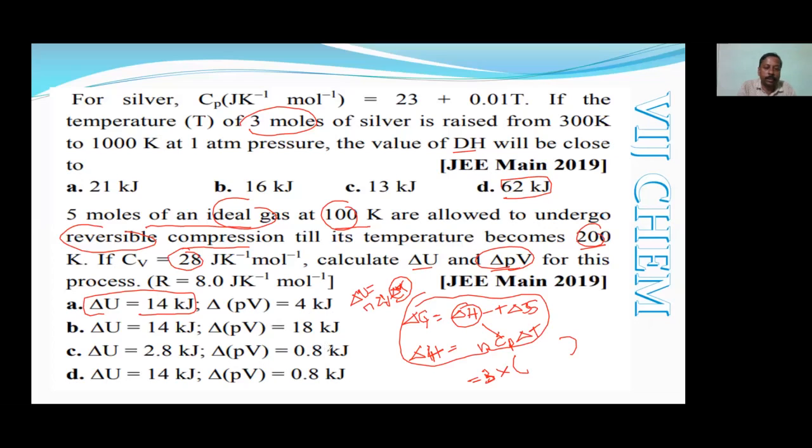Delta PV is simply a delta H value only. What is that? Delta H minus delta U. See, delta H is equal to delta U plus P delta V. So this value we want, so delta H minus delta U. So 18 minus 14. This is 14 and this is 18. So the total value will be 4.